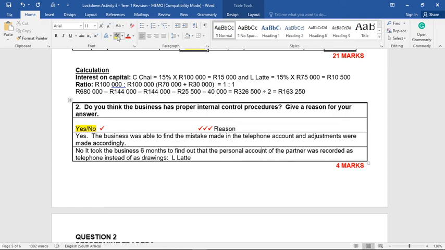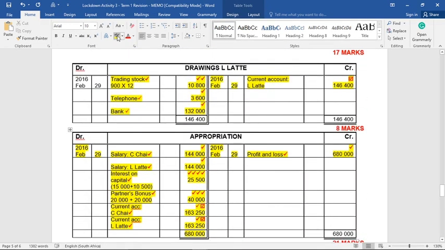Okay, so there we're done with ledger accounts. I hope this makes sense to you. In the next video, I will be going through an income statement of a partnership question.